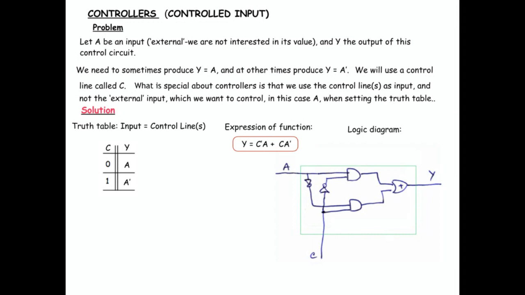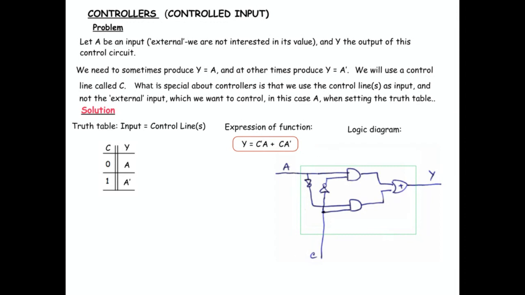Right. So when we draw circuits, you're literally converting every operator into a gate. Every complement will become an inverter. Every plus will become an OR gate. Every multiplication sign will become an AND gate.